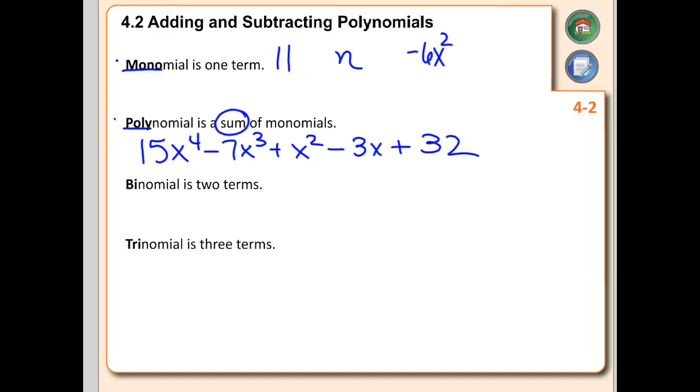All right? Now, third term, binomial. Well, we know that bi means two, so it's two terms. Now, we've seen this a lot already. It'd be something like x plus 4, or it could be 3x minus 15. And then the last term on the slide is trinomial. Tri means three, so it's three terms. It's going to look something like this: x squared plus 6x plus 8. All right, that's our quadratic equation. That's from chapter 5. And so, got to be able to know the different terms as we go through.